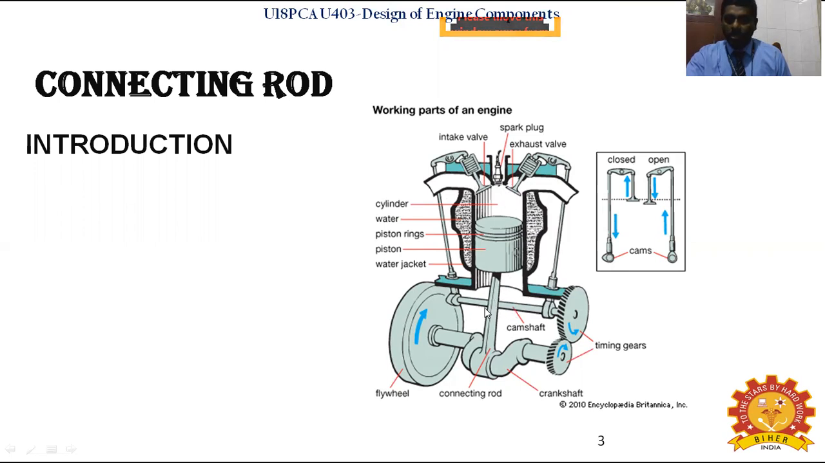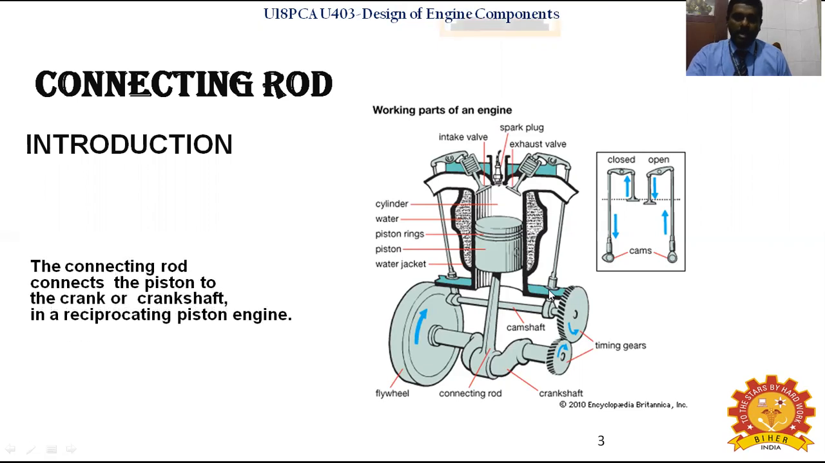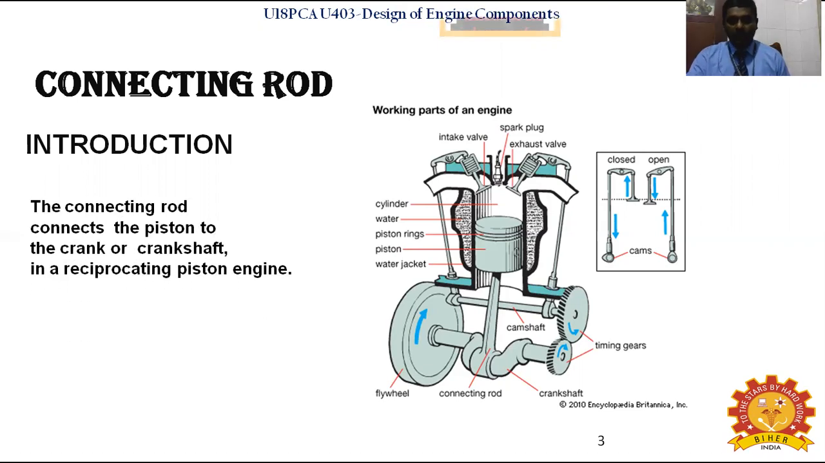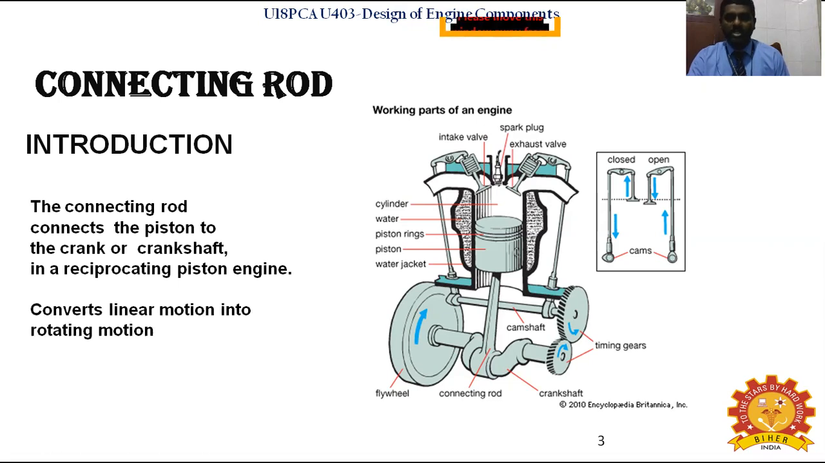On the power stroke, it delivers the push effect as well as the pull effect on the piston, and converts it into a rotary effect. That is mainly what you are going to see in the case of a connecting rod. The connecting rod connects the piston to the crank or crankshaft in a reciprocating piston engine. So it converts the linear motion into a rotating motion. That is mainly about a connecting rod.